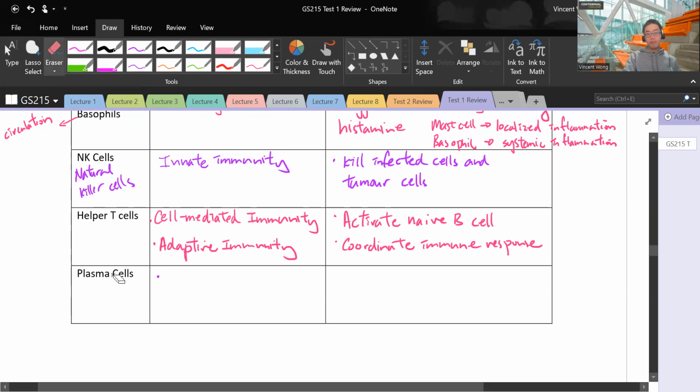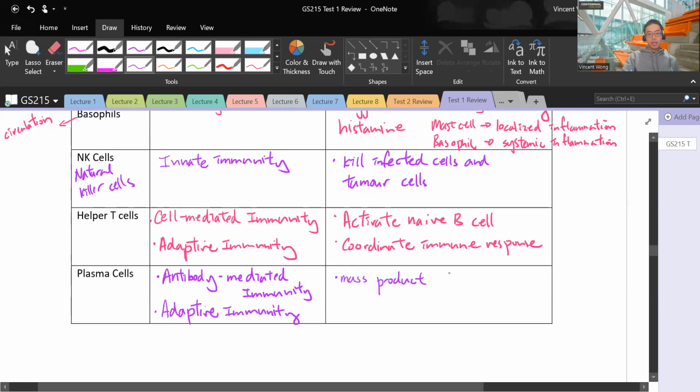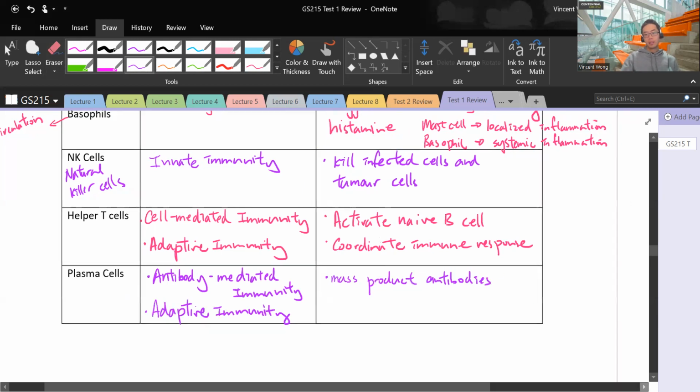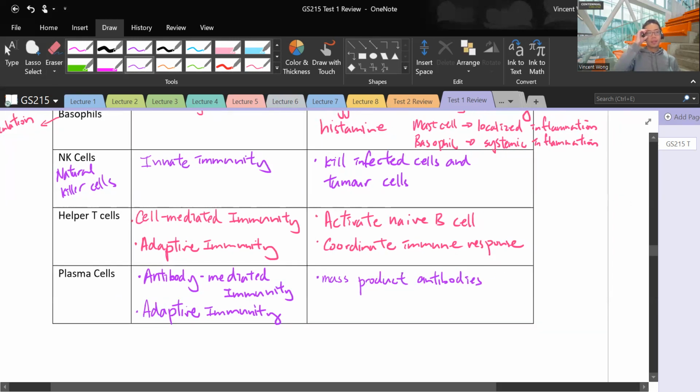Okay, plasma cell is an effector of B cells, and that would be part of the antibody mediated immunity. Of course, that is another branch of the adaptive immunity. And the function of a plasma cell is just to mass produce antibodies. Okay.